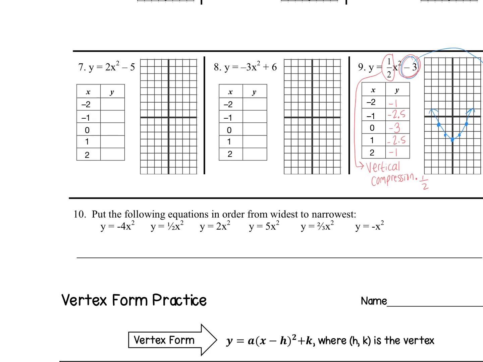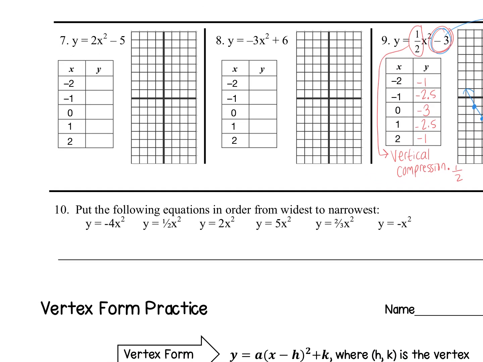This whole widest to narrowest thing has been on your homework. I did talk about it briefly, but just a reminder, whether it's negative or positive here really doesn't matter in terms of the wideness versus narrowness. The widest is going to be the one that has the smallest number in front. So we're looking for 1/2 as the smallest number in front.